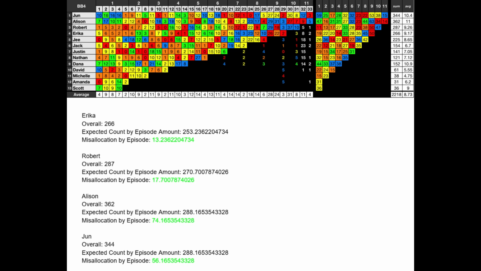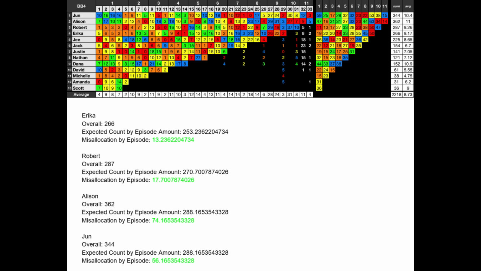Robert has an overall diary room count of 287, and his expected count by episode amount is 270, meaning that his misallocation by episode is 17 more than the average for him, which is solid enough, but not over edited.